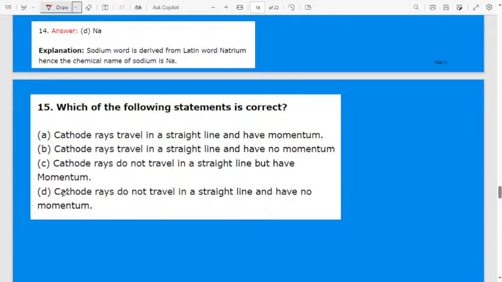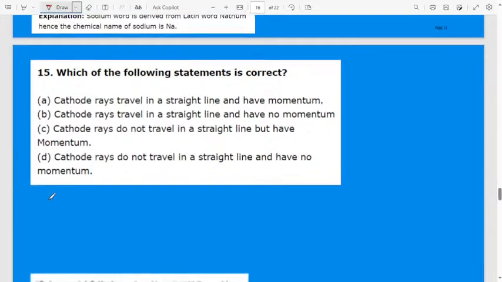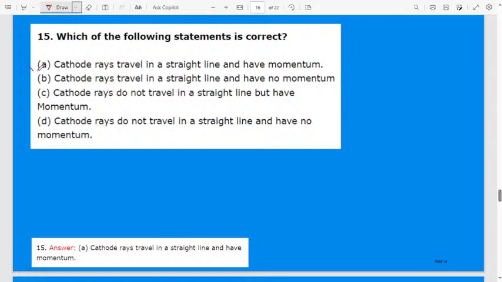Question number 15. Which of the following statements is correct? First option, cathode rays travel in a straight line and have momentum. Option B, cathode rays travel in a straight line and have no momentum. Option C, cathode rays do not travel in a straight line but have momentum. Option D, cathode rays do not travel in a straight line and have no momentum. The correct answer is cathode rays travel in a straight line and have momentum.